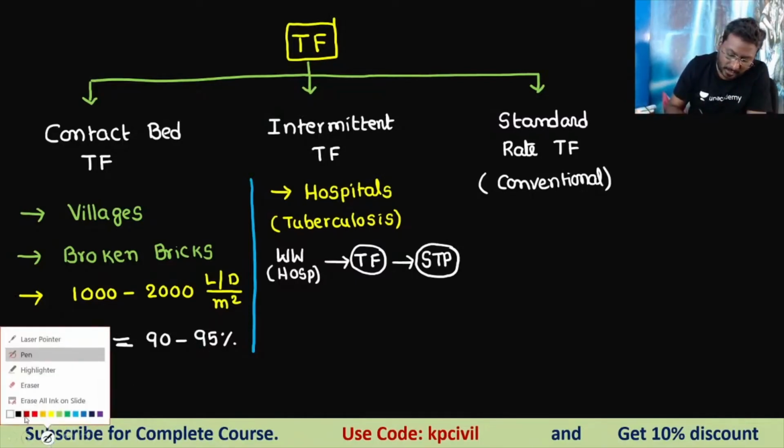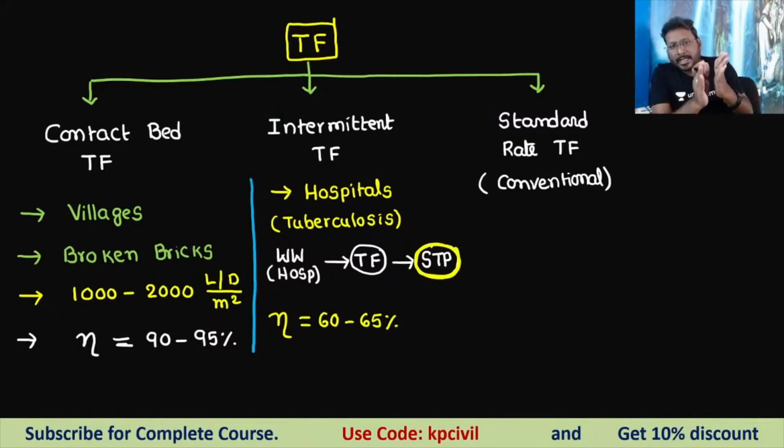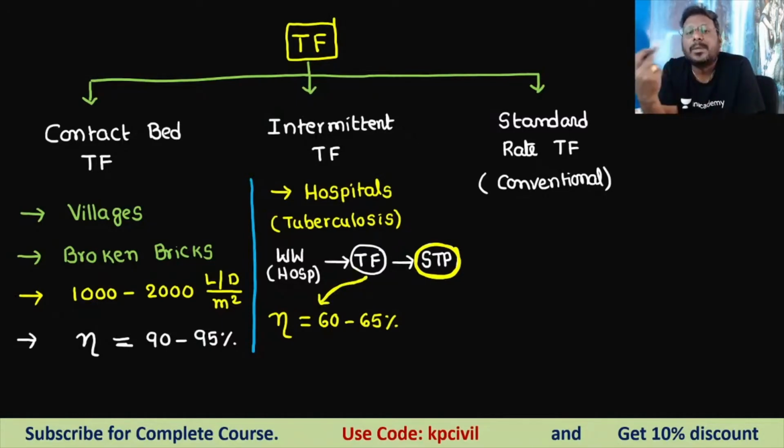Here efficiency is not an issue. Trickling filtration efficiency is 60 to 65% only, because after that it goes through the full length of sewage treatment. If only trickling filtration is done, you can reach 90 to 95%. But it is not only trickling filtration. After trickling filtration it goes towards the STP, the sewage treatment process. Understand, this trickling filtration efficiency of 60 to 65% is no problem, because the next full-length sewage treatment process is there.